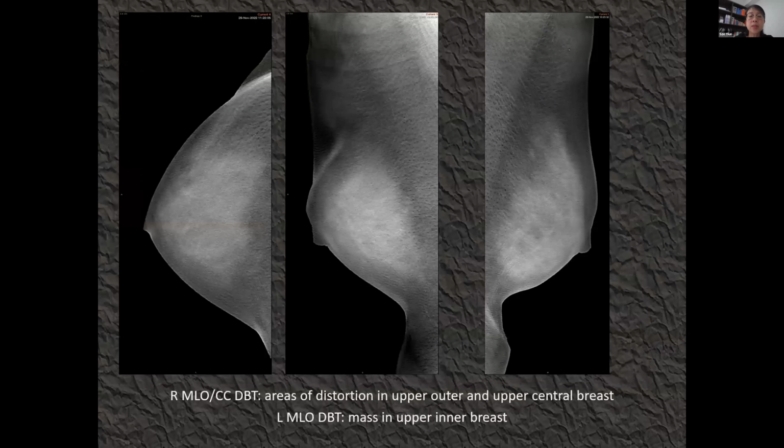So I put in this case to show that DBT is useful. And often we can perform DBT in both the MLO and CC planes.